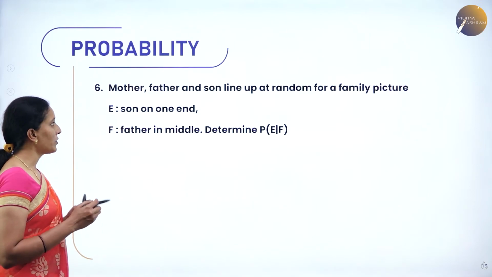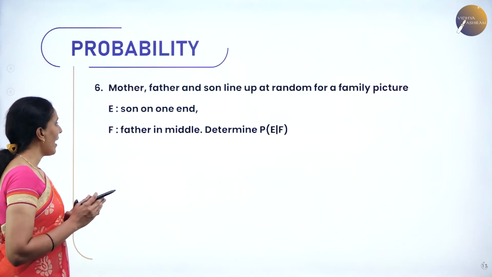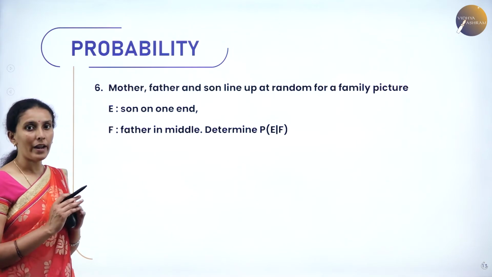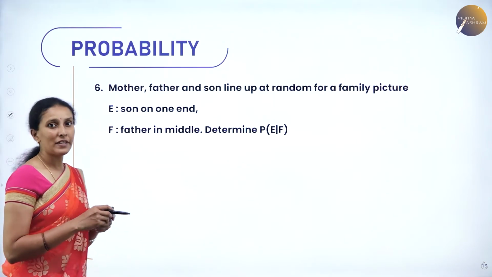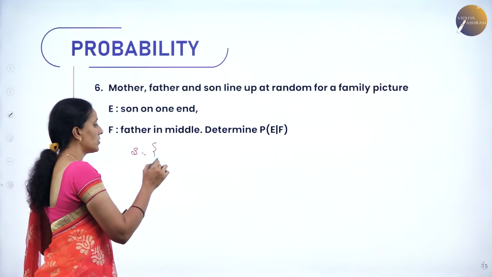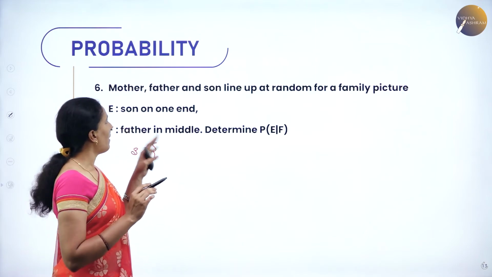E is the event where the son should be on one end. F is the event where the father is in the middle. Determine P(E|F). Here, first let us write the sample space, how they can stand for the picture. If I take son, father, mother.